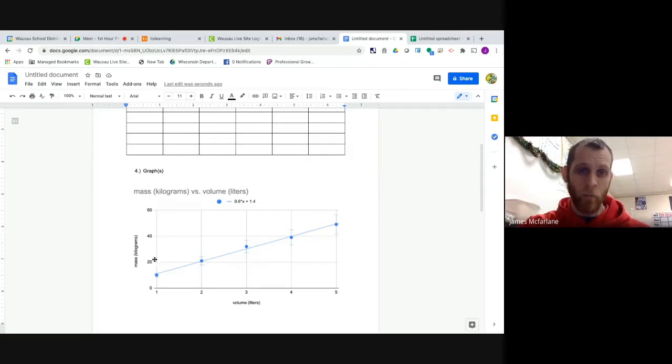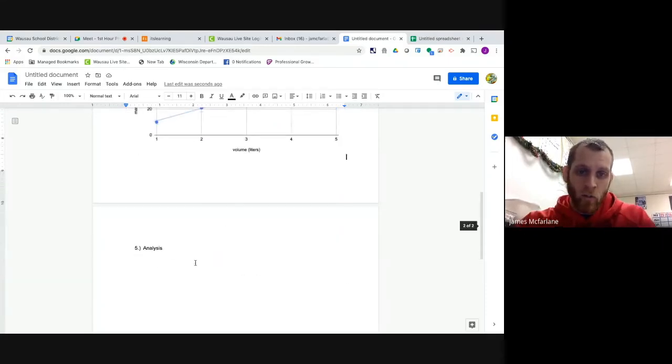We're looking for all those things in your graph. Are your axes labeled? Do you have an equation? Do you have a best fit line? Do you have error bars? Do you have a title? It's always y, whatever the y is, divided by the x. And then, obviously, in the analysis, then you describe that graph.